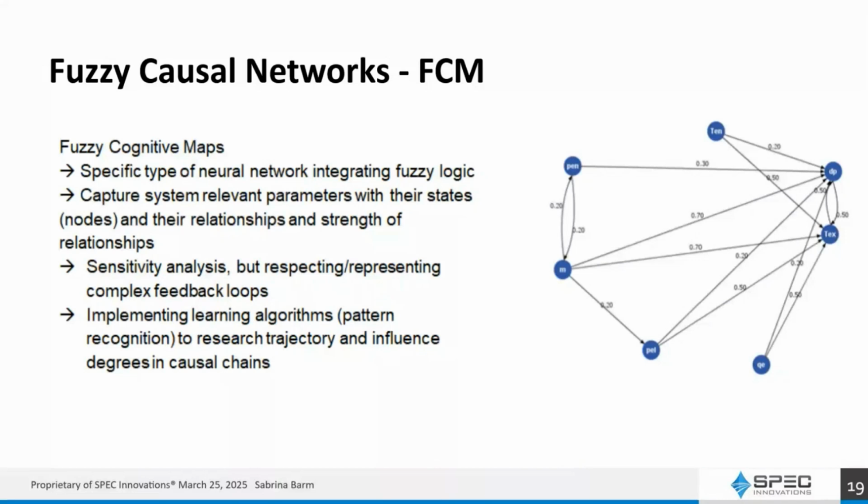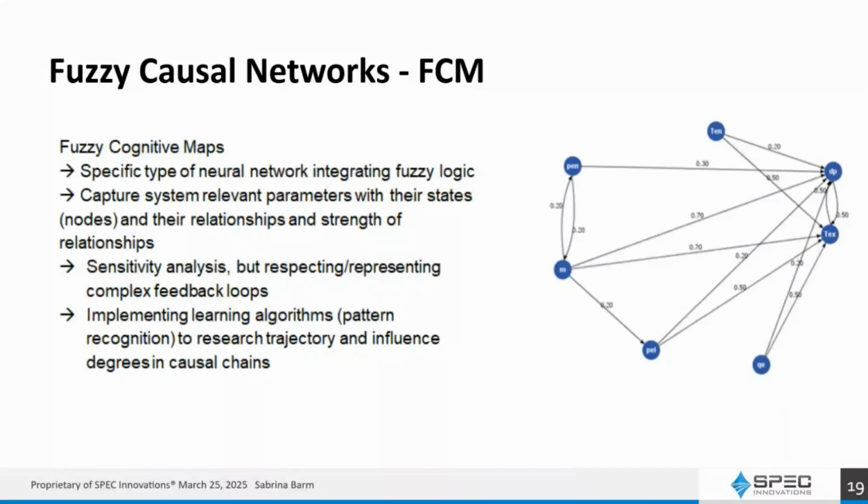So what a fuzzy causal network here is supposed to do, we're using the method of fuzzy cognitive maps here, is to do just that. It's basically a sensitivity analysis, but representing and respecting complex feedback loops. And we're also implementing learning algorithms to run a pattern recognition to research the trajectory of our influential relationships.